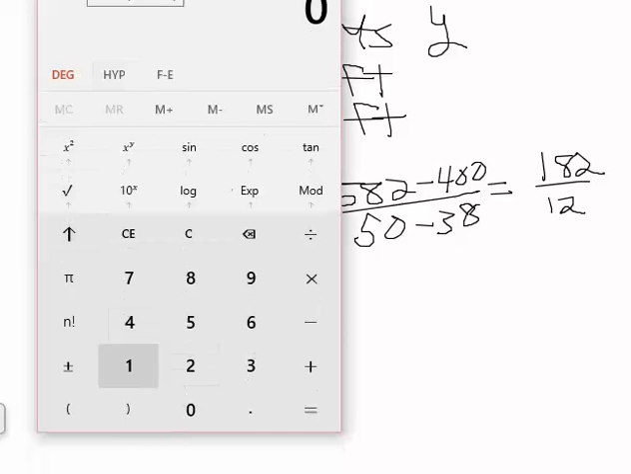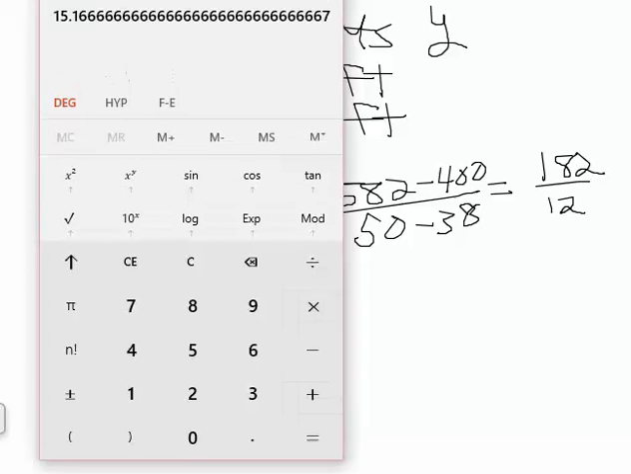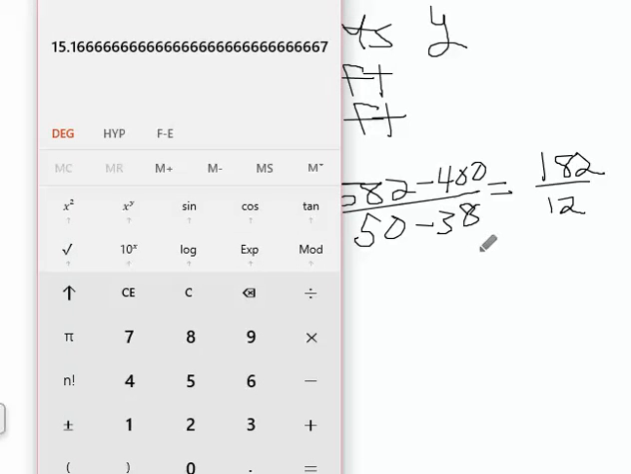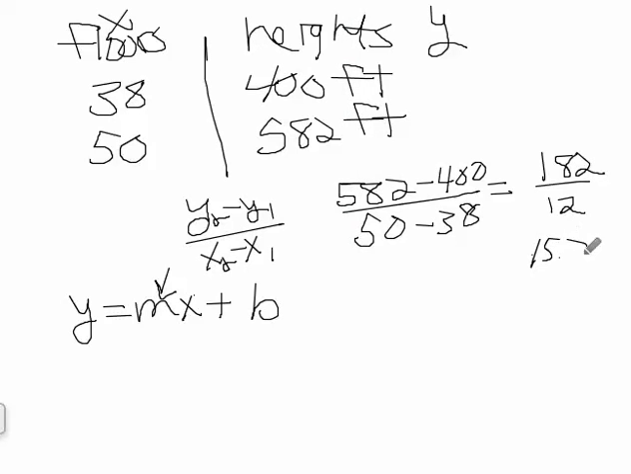So I've got 182 divided by 12 is 15.16, so I'll say 15.2. That's my slope. So right here, that's going to go 15.2.